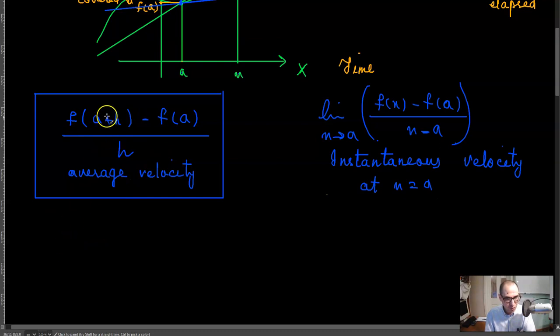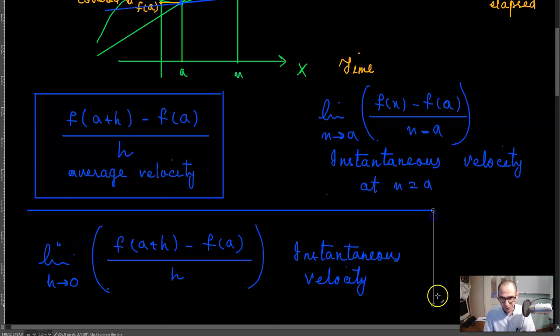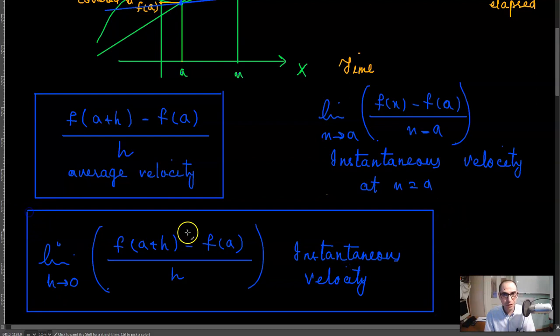I write the same thing, f of a plus h minus f of a over h, and take the limit of this as h approaches zero. This becomes instantaneous velocity. Right? So these are all the exact same things, but represented in different ways.